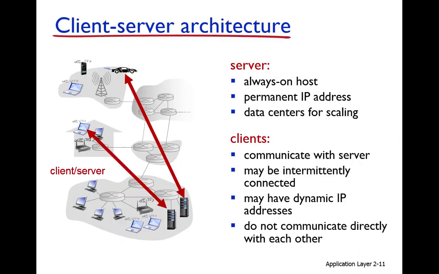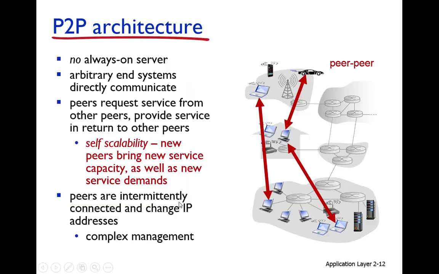Here you can see that in the client-server model, all people are accessing the Gmail server. If the Gmail server goes down, then no Gmail service will be available. But in the peer-to-peer model, if this peer is switched off, you can access the file from other peers, from this peer, from this peer. So it provides scalability.